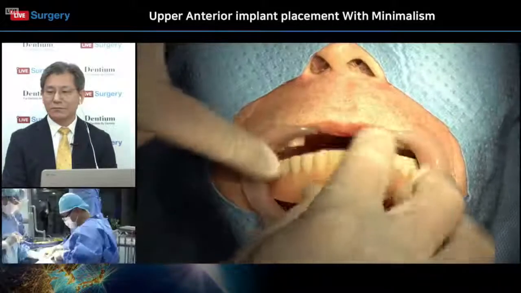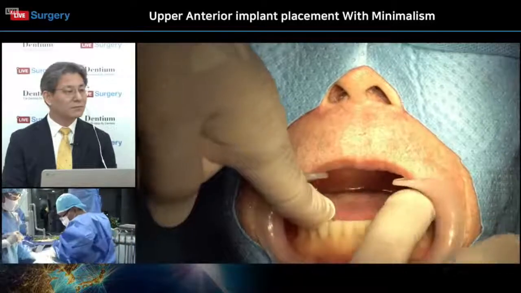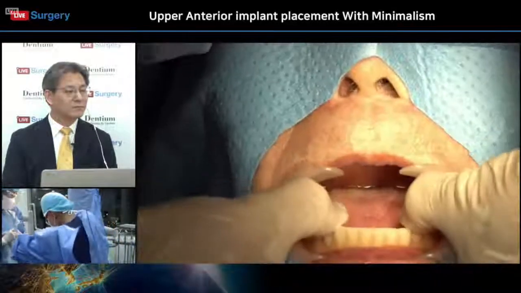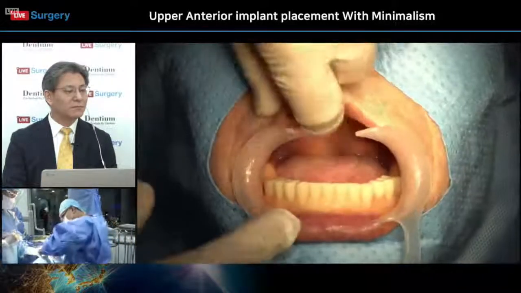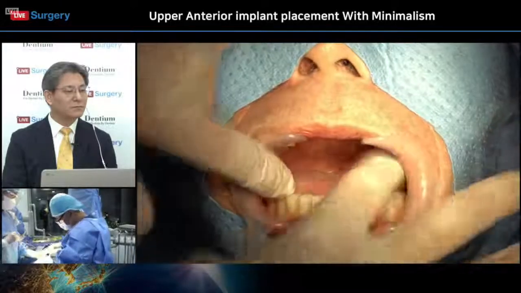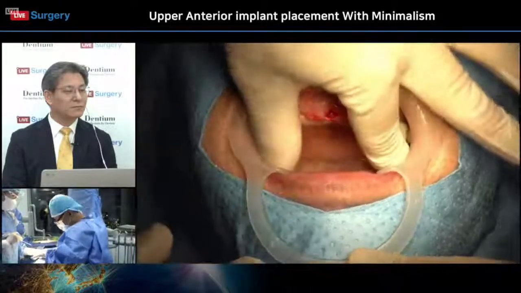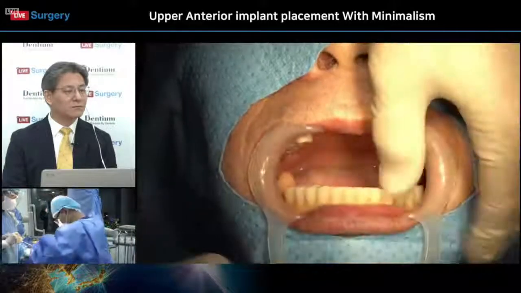And after the placement of the lower, for the positioning and the angulation of the upper anteriors, we try to do the surgery after insertion of the lower temporary dentures.